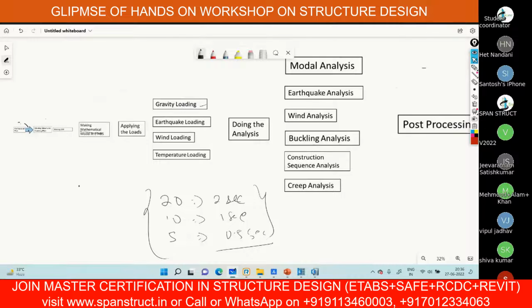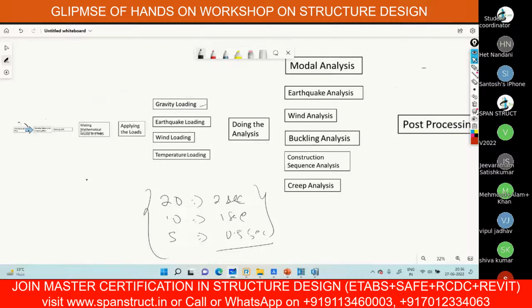But I will show you the code when the modal analysis chapter comes. Then I will show you where it is written. It will not be written directly that the first two modes should be translational modes. It will not be written like that in your code. But in hidden language, it is written.